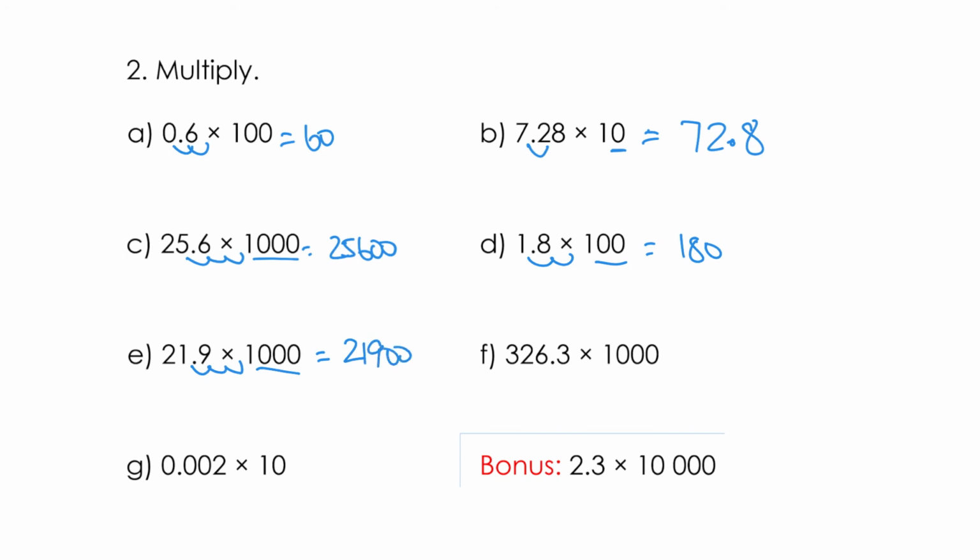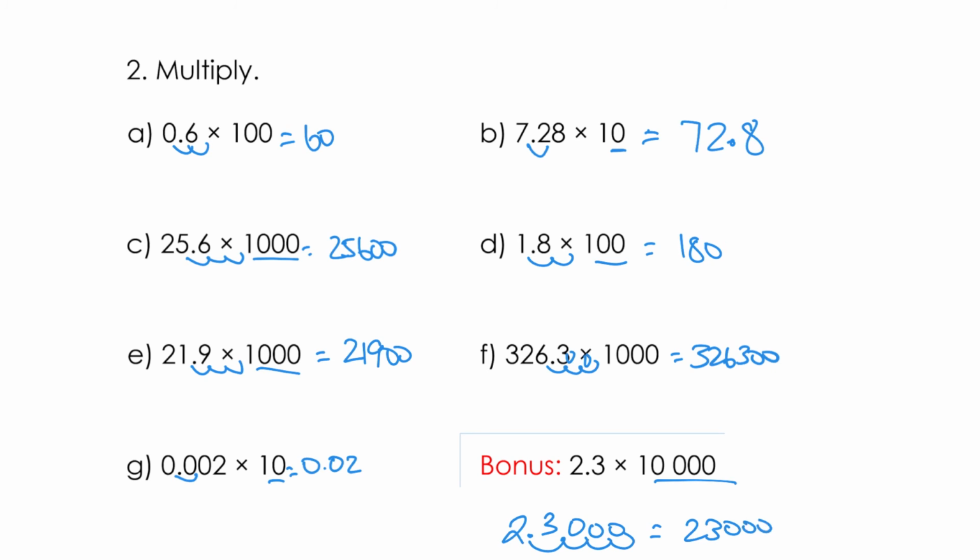And 3 zeros here. 1, 2, 3. Put in the zeros here. You get this large number here. And 1. So it's just 1 jump. 0.02 is your answer. And here, when you do 10,000, you have 4 zeros, so 4 jumps. So let me rewrite this here, 2.3, 1, 2, 3, 4. And there's your answer, 23,000.